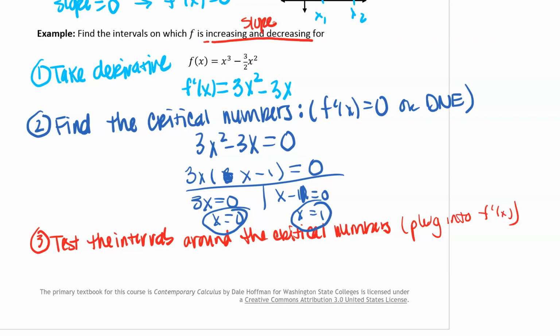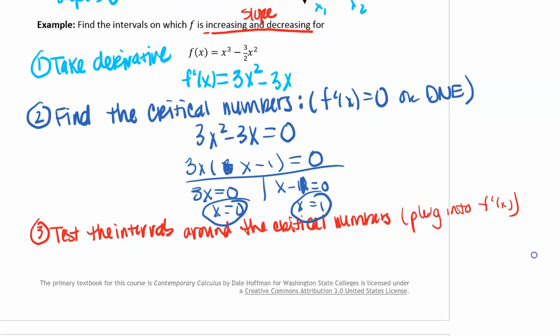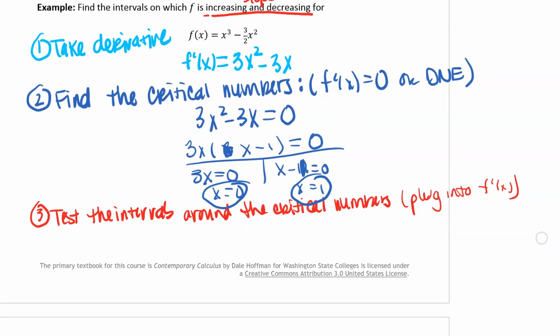Whereas in earlier sections, we were plugging into our f of x function in order to find the position. This one we're going to be plugging into the derivative in order to figure out where it's increasing or decreasing. So what I like to do is to draw a number line with 0 and 1, or all my critical numbers. Now we know its derivative at this point is 0, and that's why we picked them and solved for it.